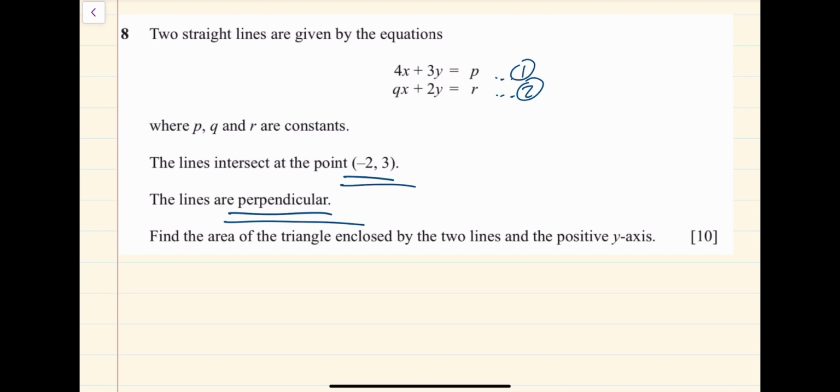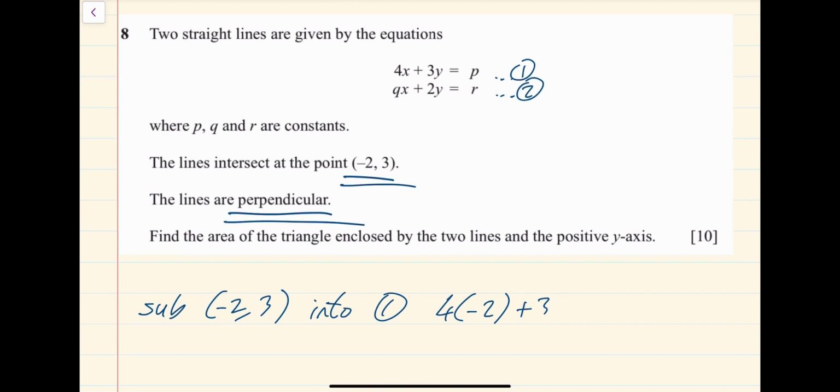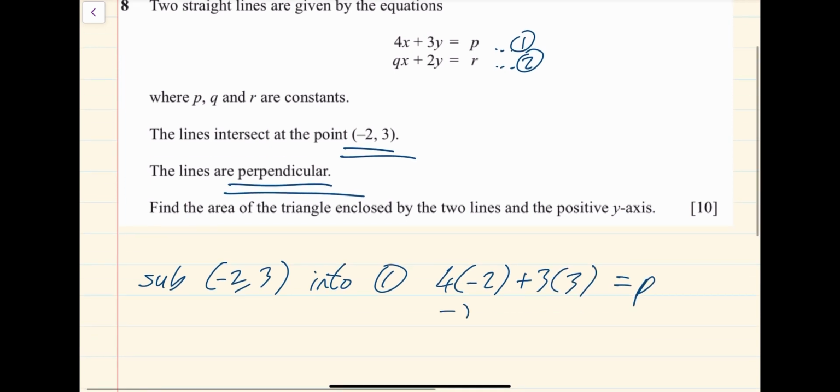First thing I'm going to do is substitute minus 2, 3 into equation 1. So everywhere I see the x, I'm going to write minus 2. So it's 4 times minus 2 plus 3 times 3 is equal to p. So I can work out that minus 8 plus 9 is equal to p. P works out to be 1.